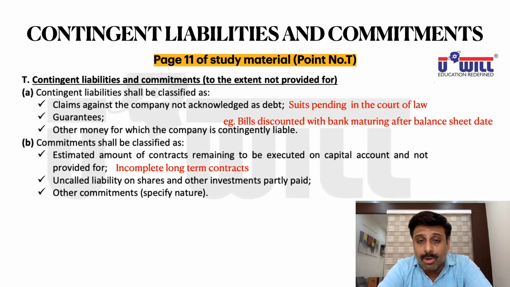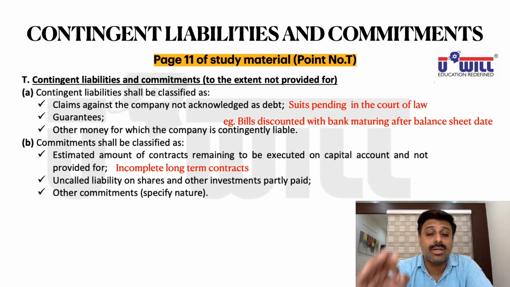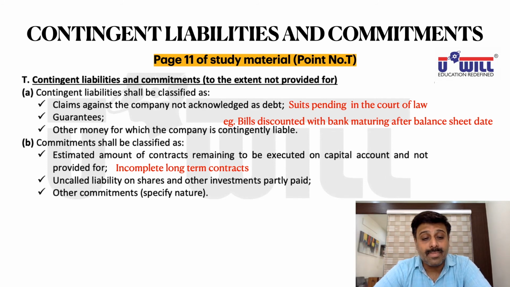Underline on capital account. I repeat, underline on capital account and write long term. Capital means long term. Okay. So estimated amount of contracts remaining to be executed on long term and not provided for. In short, incomplete long term contracts. Next, uncalled liability on shares and other investments partly paid.